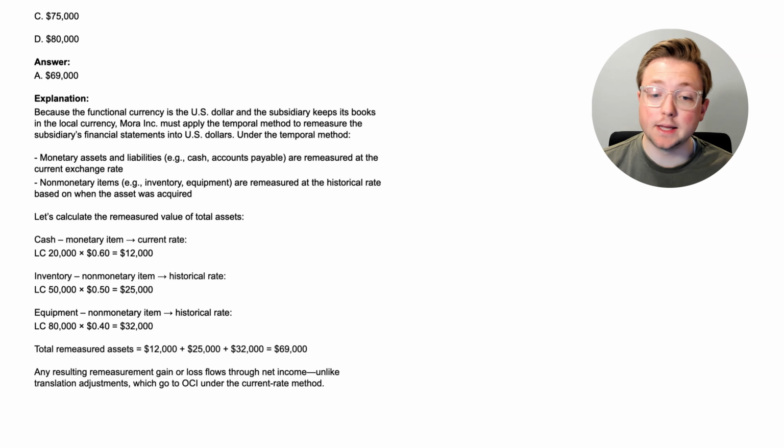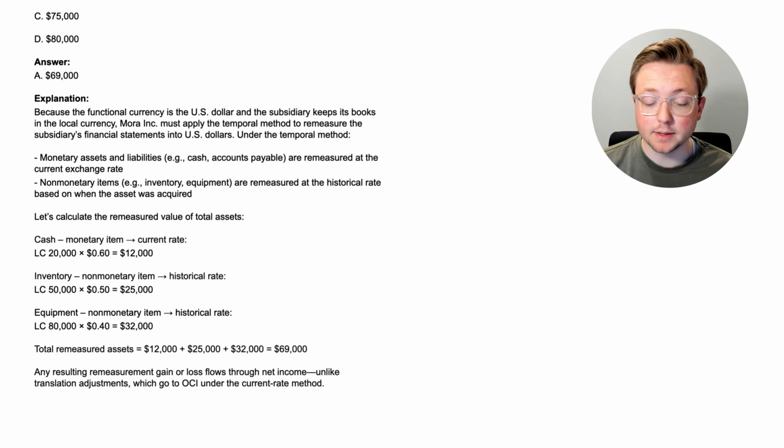So first we start with the cash. That's a monetary item, so we use the current exchange rate. So local currency 20,000 multiplied by 60 cents equals $12,000. Inventory, which was a non-monetary item, you use the historical rate. That's local currency 50,000 multiplied by 50 cents. That's $25,000. And then equipment, also a non-monetary item. That's the historical rate. Multiply 80,000 local currency by 40 cents equals $32,000. So the total remeasured assets is $69,000.